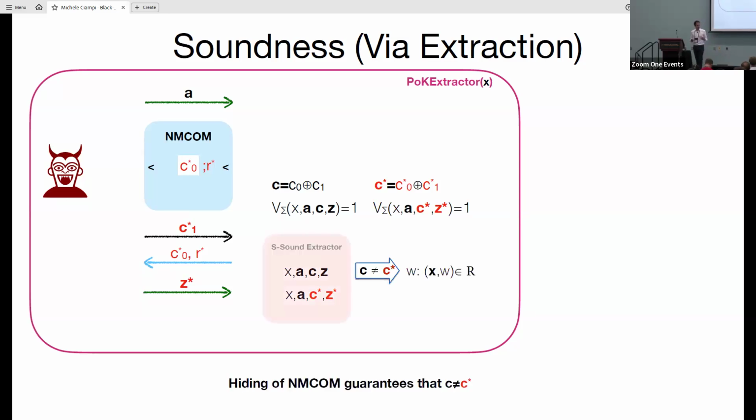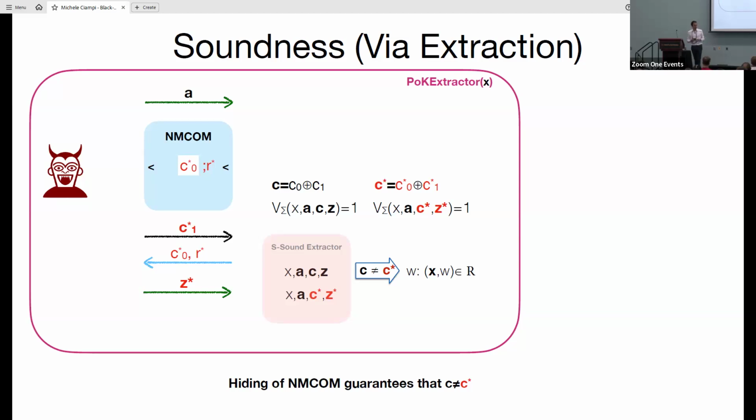And the idea here is that we can extract the witness because we can run the special soundness extractor of the Sigma protocol, and we can do that because with overwhelming probability, the two challenges C and C star are different, okay? And crucially, this holds because of the hiding of this commitment. Because note that if the commitment was not hiding, an adversary could always force the same challenge. So you never get into the situation where C star is different from C.